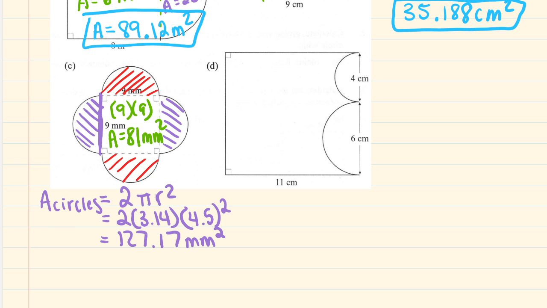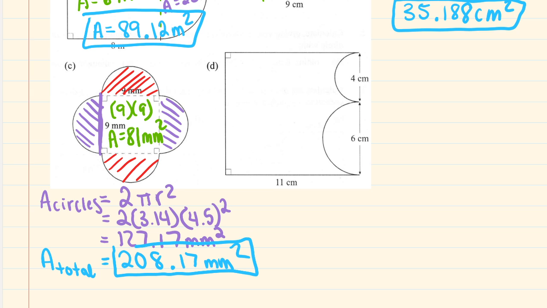Okay, so the full area, the total area, we just add that to 81. So that would be 208.17 square millimeters. It said round it to 3 places, but we only have 2, so we're good. And we're almost done. The last shape.